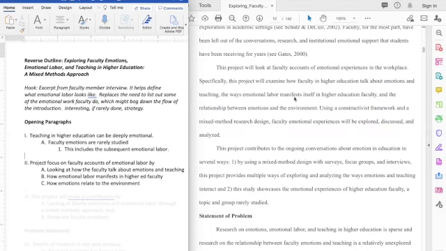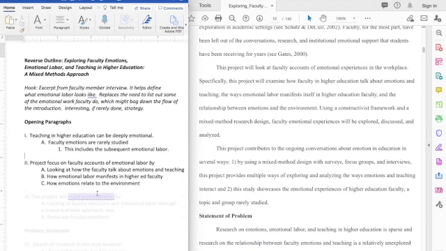Okay, not so much going on there. It's contributing to narrowing down the topic. Let's just take it apart and put it in my reverse outline. Roman numeral 2, paragraph 2. Project focuses on faculty accounts of emotional labor by A, looking at how the faculty talk about emotions and teaching, how emotional labor manifests itself in higher education, and how emotions relate to the environment.